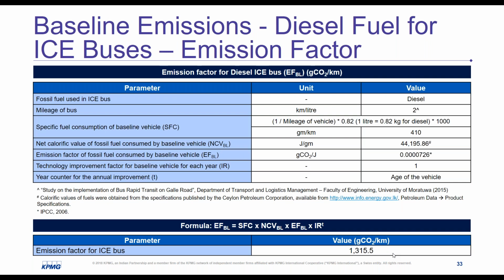Here you see that we've determined the emission factor for the baseline bus, which was about 1315 grams of CO2 per kilometer, and this has been estimated based on some of the assumptions listed in this slide, particularly the mileage of the bus, the calculation of the specific fuel consumption of the baseline vehicle, the net calorific value of fossil fuel, and the default technology improvement factor for the baseline vehicle for each year, which has been assumed through the methodology itself, and the distance traveled, which is the unit of service. Moving on to the next slide, please.